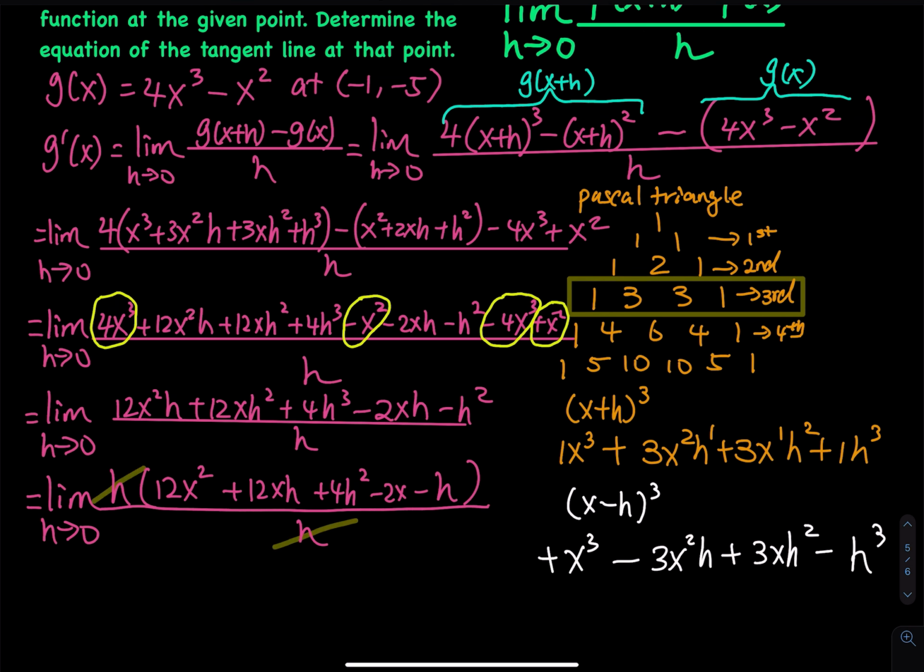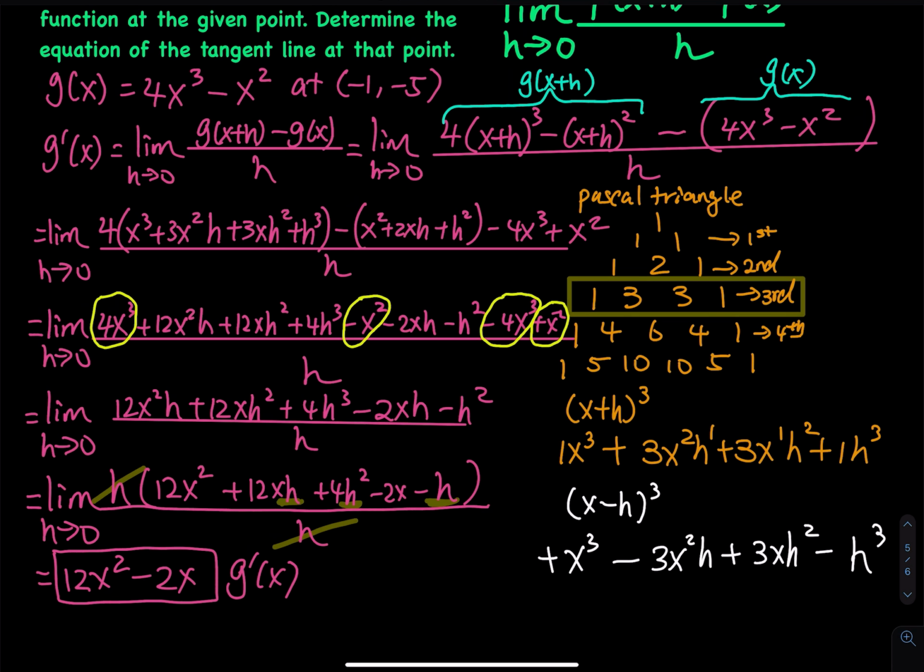So now it's safe to plug in h because we are no longer having a 0 in the denominator. So once you plug in an h, this becomes a 0, this is a 0, this is a 0. So we only have 12x squared minus 2x left, and this is the answer. What does this stand for? This is g prime of x.